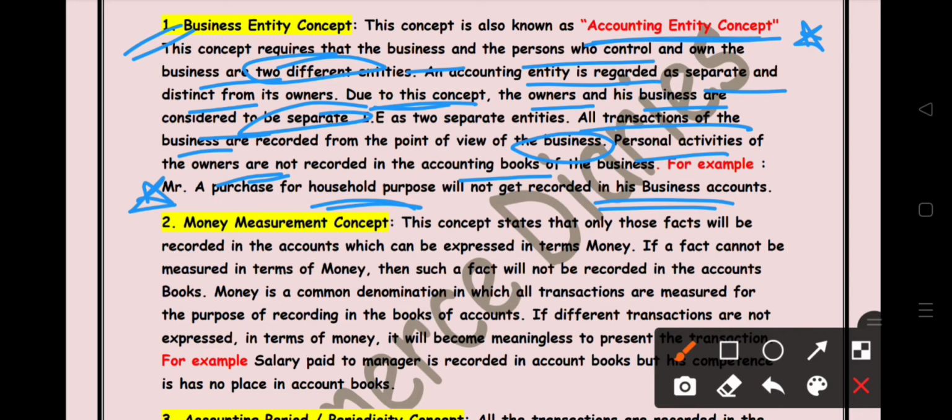It means if any businessman purchases any kind of things, for example furniture, machinery, electronic items, or incurs any expenditure in his personal life, we will not treat them in his business books of account. We will treat them separately from the business activity. So the business entity concept shows that the businessman and the business are separate entities according to our accounting point of view.